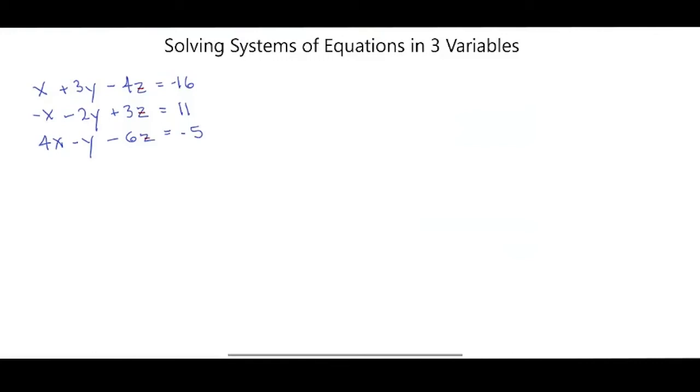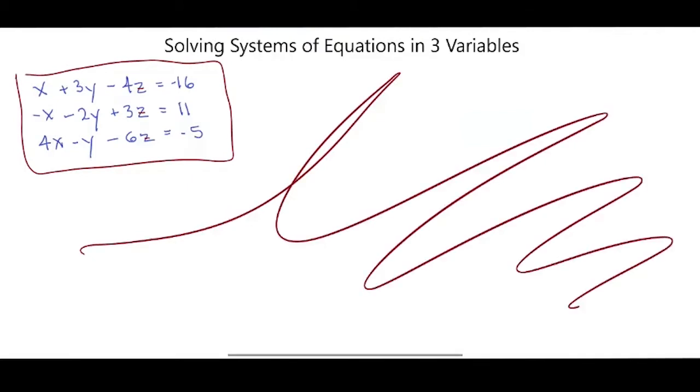Hi guys, today we're going to be solving systems of equations in 3 variables. The variables that I'm dealing with here are x, y, and z. You'll notice that I have my equations tucked over in the corner here. I got all this space out here. Well, the reason for that is I'm going to be using all that space to solve these equations, okay?